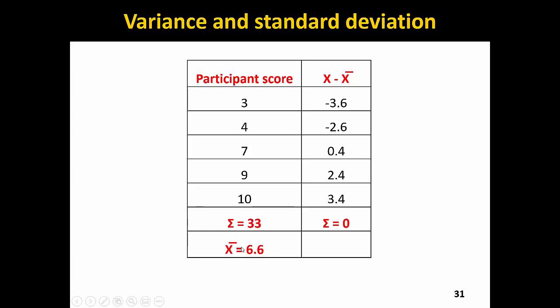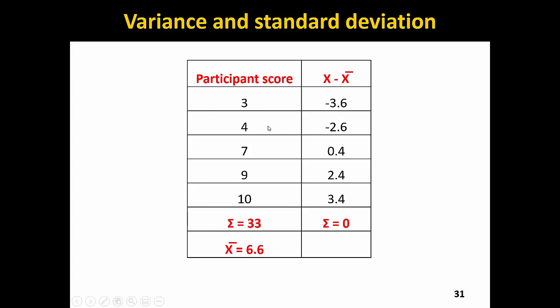Then in the next cell, we calculate the average by summing up all the scores and dividing it by the sample size, in this case, which is 5. That gives us an average of 6.6. In the next column, we calculate the deviation of each participant's score. And so the approach we take here is we just follow the formula. So we take the raw score, which is a 3, we subtract the average of 6.6, and we get negative 3.6, and we keep the negative sign.